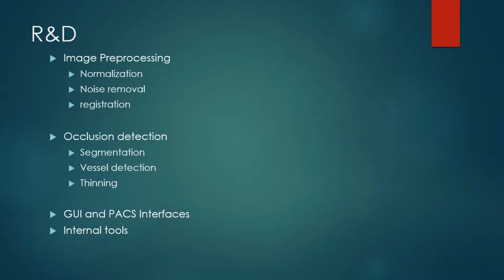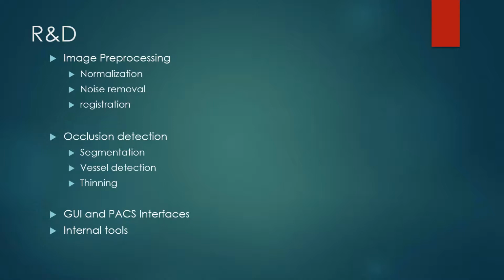Another one is occlusion detection, which finds where the stroke is. After that, you can measure the size of the stroke and where the blood clot is, and you can do other processing like thinning, which reduces the lines to one pixel width. After that, the computer algorithm can trace these lines to find where the stroke is. It's similar to the human process.